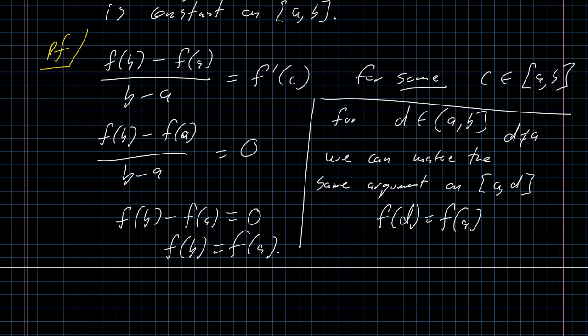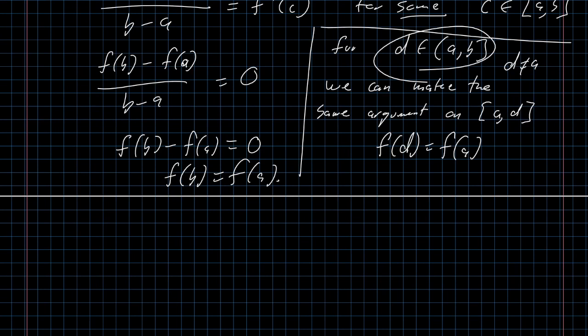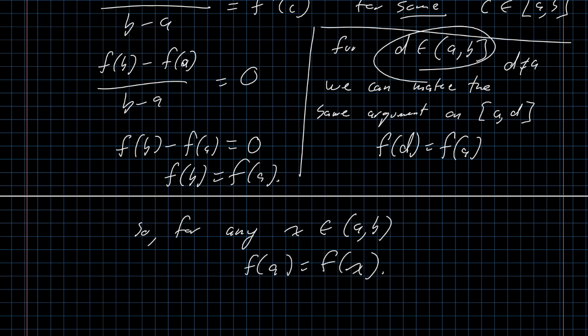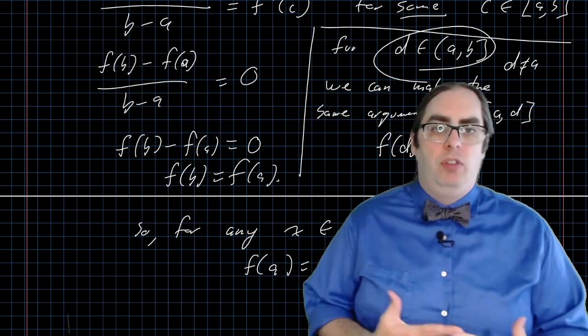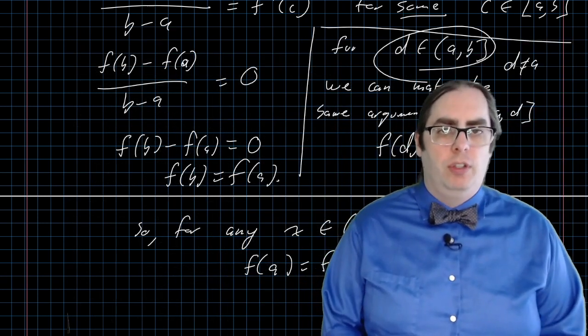And we can do this for any point in that interval. So for any x in the interval from a to b, f of a is equal to f of x. And that's what it means for a function to be constant. So if we have a function whose derivative is 0, we know that the function is constant.